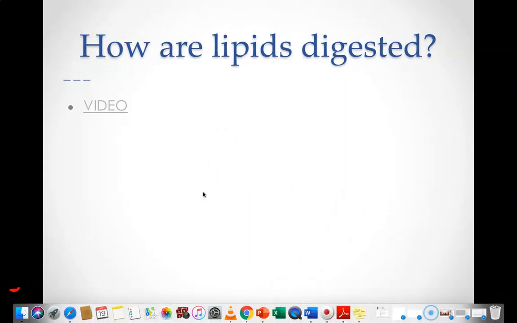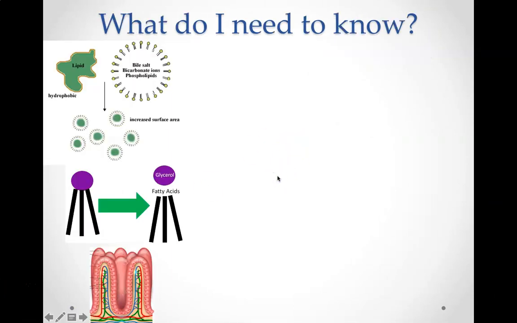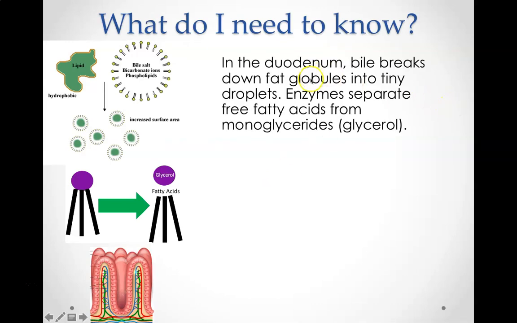Okay, so again, we're going to do our own summary of that because it was a little bit complex. So let's break down exactly what you need to know. First of all, in the first section of our small intestine, we have bile that's being produced by the liver and stored by the gallbladder. That's coming into the small intestine. It's going to break down fat globules into tiny droplets. So that's this first picture here. We've got a lipid globule, and bile salts are going to come in and surround them, and they are able to break those into smaller little droplets.